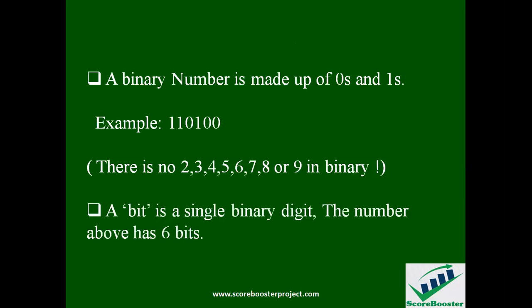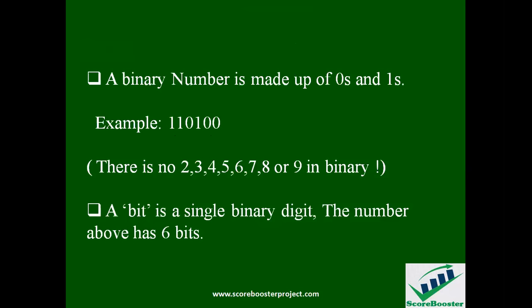So we also have what we call a bit. A bit is a single binary digit. The number above has 6 bits. That is each of these numbers. Can you see this? Yes, 1, 1, 0, 1, 0, 0. All these numbers here, they are bits. If you count them, this is 1 bit, another bit, another bit, another bit. So if you count all these bits, that will sum up to 6 bits.